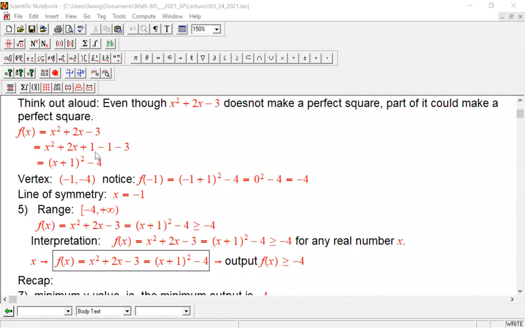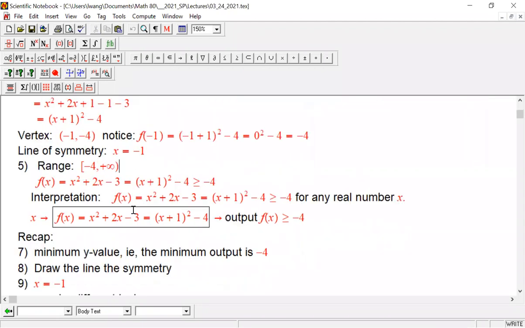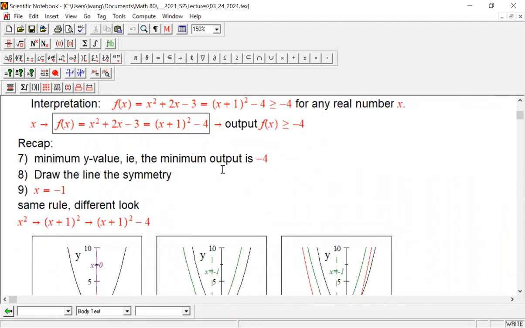and making a perfect square. And we worked out the range, right? We found the minimum Y value, which is the minimum output, which is -4.